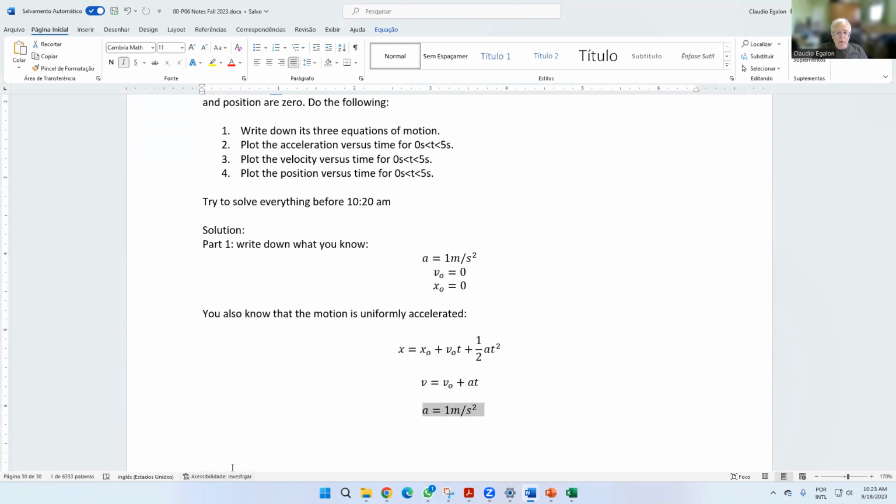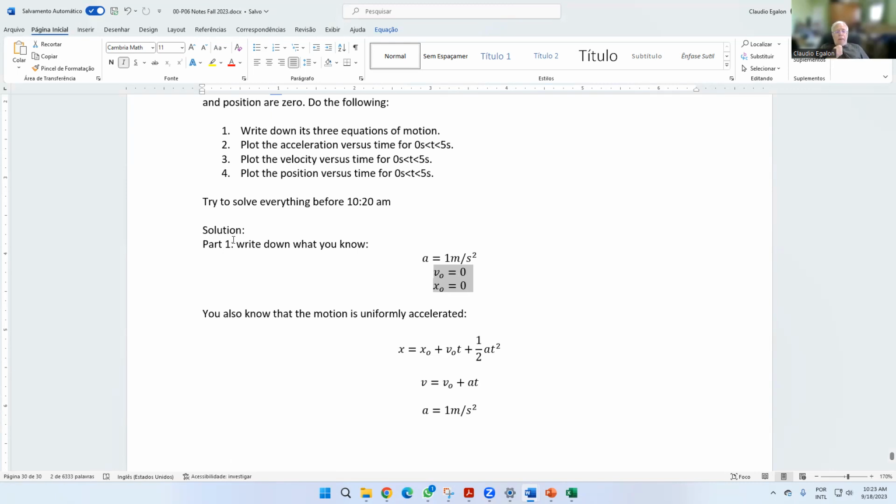The first equation of motion we already know. What you have here is the equation of motion for the acceleration, and here I'm just repeating it. This is not the equation of motion for the velocity. This is not the equation of motion for the position. Those are just the initial conditions for the position and the velocity.